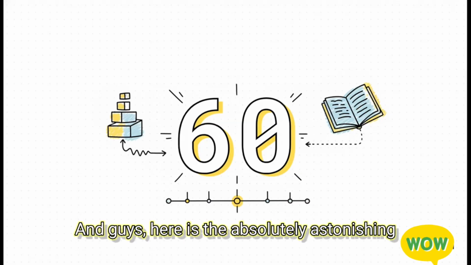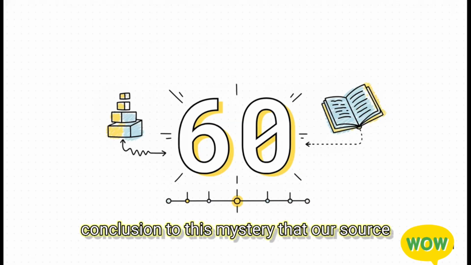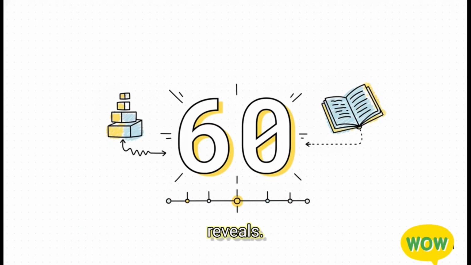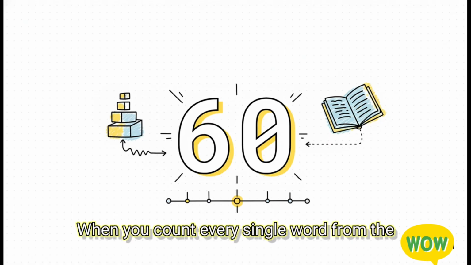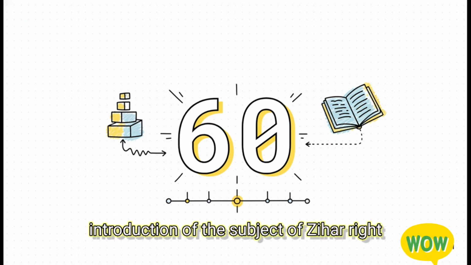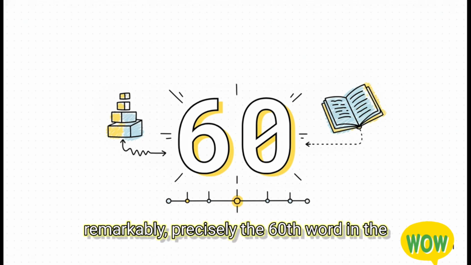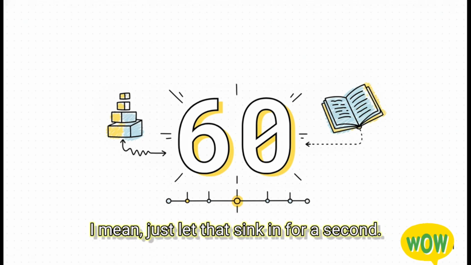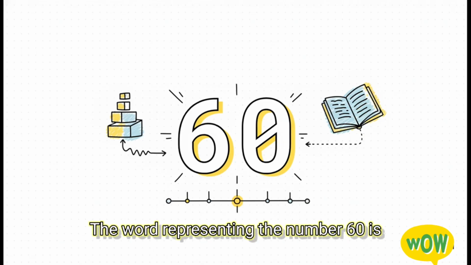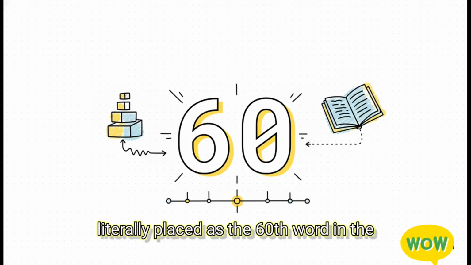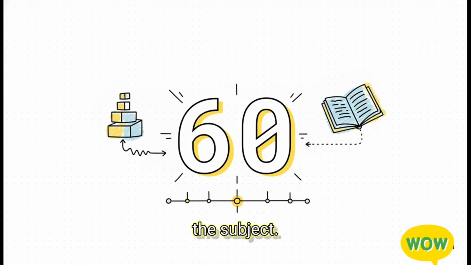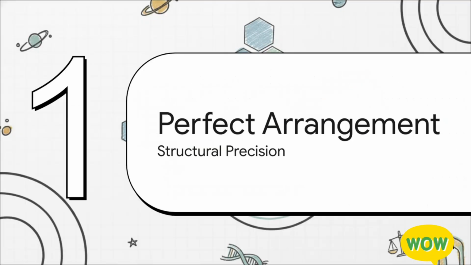And guys, here is the absolutely astonishing conclusion to this mystery that our source reveals. When you count every single word from the introduction of the subject of zihar right up to the exact word for 60, that word is, remarkably, precisely the 60th word in the text. I mean, just let that sink in for a second. The word representing the number 60 is literally placed as the 60th word in the sequence of the subject. No way, right?